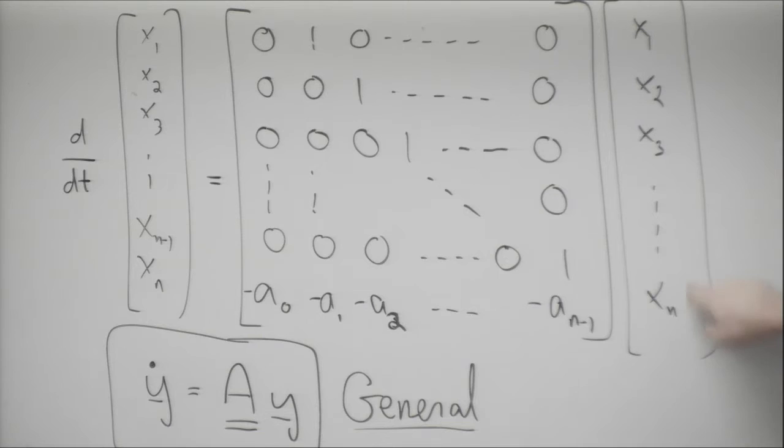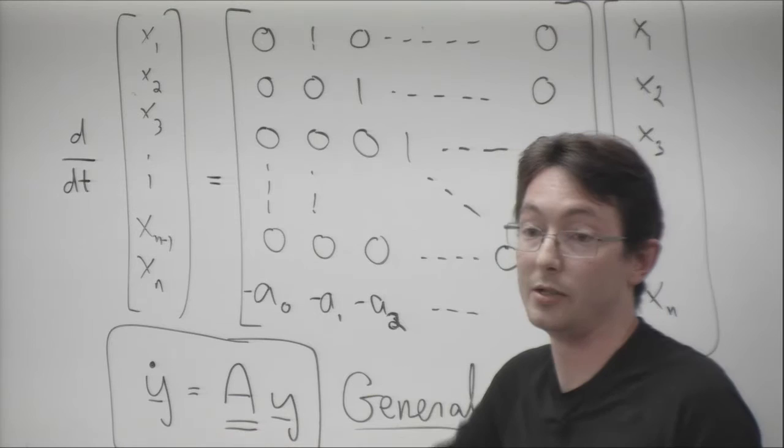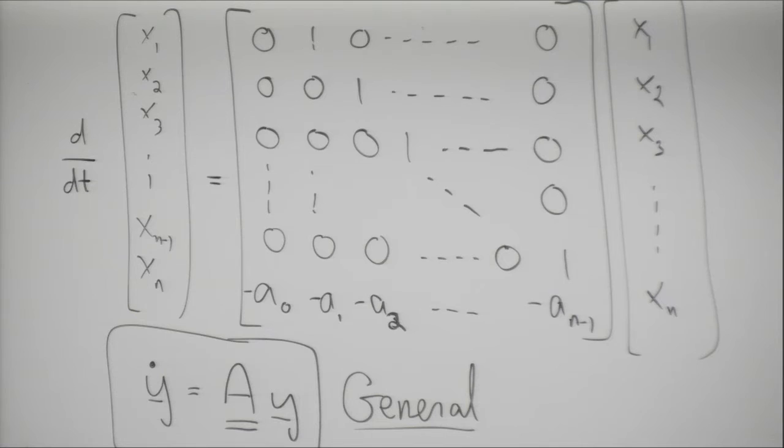Okay, so I could have a generic system in terms of a generic state, and it might be related by a big A matrix. So I want to be able to solve this type of system in general. Okay. So that's the general case. I'm just going to do a simple 2x2 to make sure that this concept makes sense.